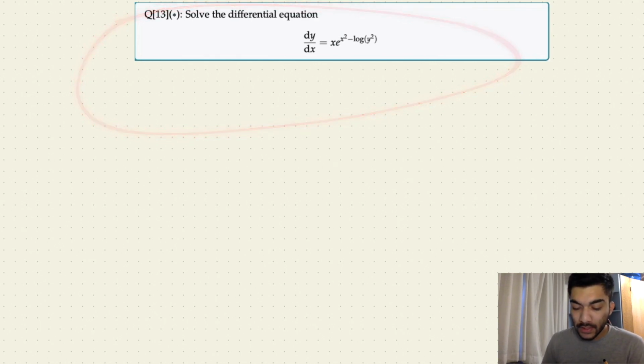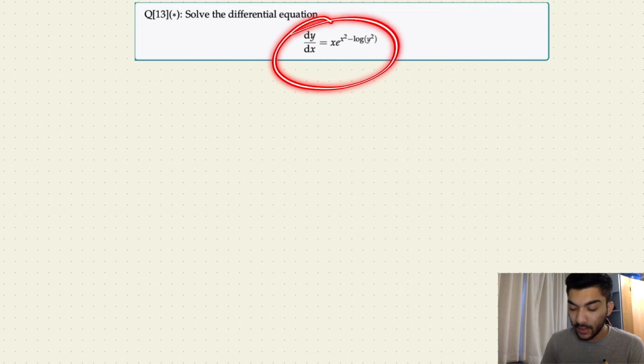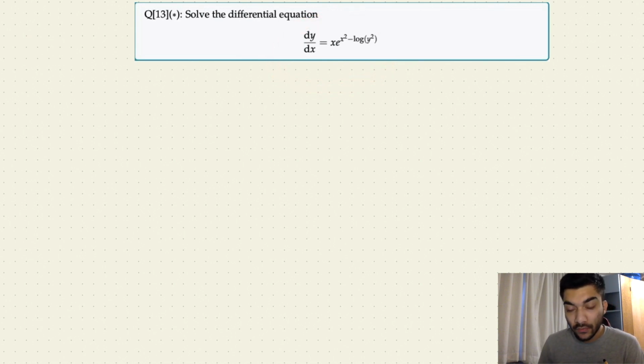So let's continue our previous discussion on separable differential equations and let's solve this differential equation over here. In this question, since we are not given an initial value, we'll add the constant of integration at the last. So our final answer for the function will have the constant of integration, right? So let's start solving this differential equation over here.